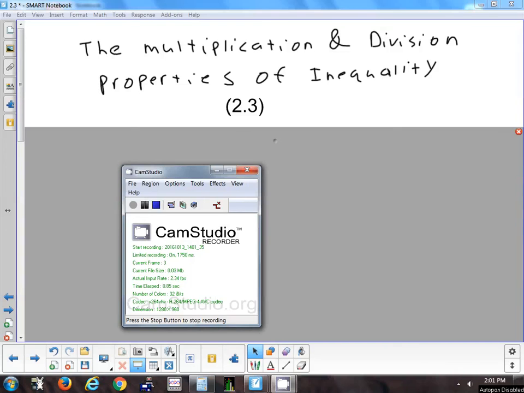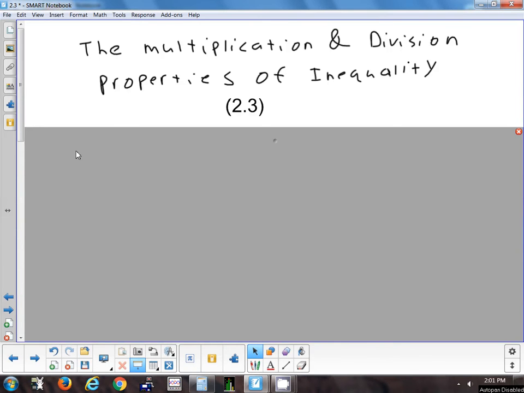Okay, so our last section for this week is 2.3. Yesterday, what two properties did we look at with solving inequalities? What two operations did we use? Josh? Addition. Yeah, we did addition and subtraction.